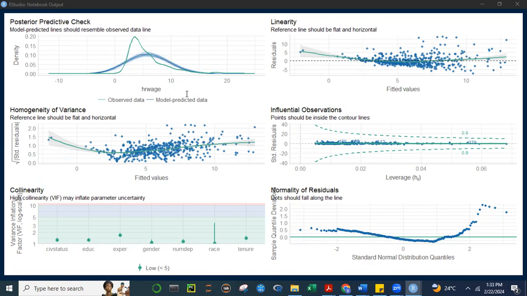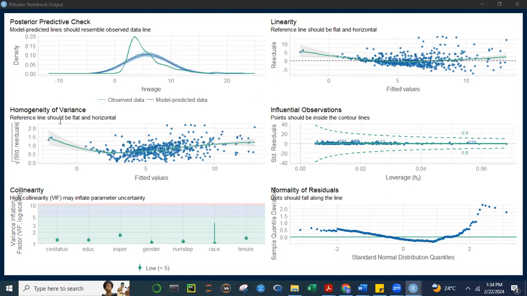Ito yung green, yung observed data. This is your actual data. And then the model predicted is the blue one. So dapat, sabi niya, as much as possible, the observed value should be quite similar to the predicted value. Ito yung predicted value, yung kulay blue. Ito yung observed value, yung green.